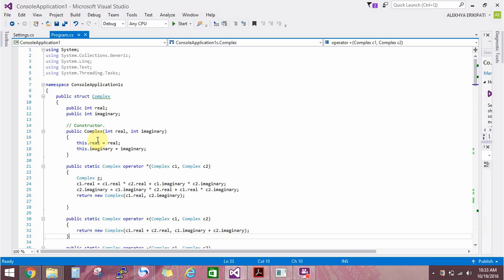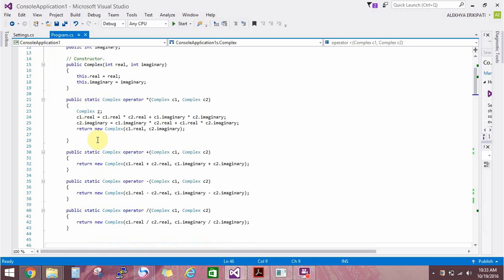Operator overloading is used when we have different types of operators in a particular program. The compiler should know what the particular operator will do. So when we have plus, minus and multiplication, it should say what the plus operator will do, what the minus operator will do, what the other operator will do.